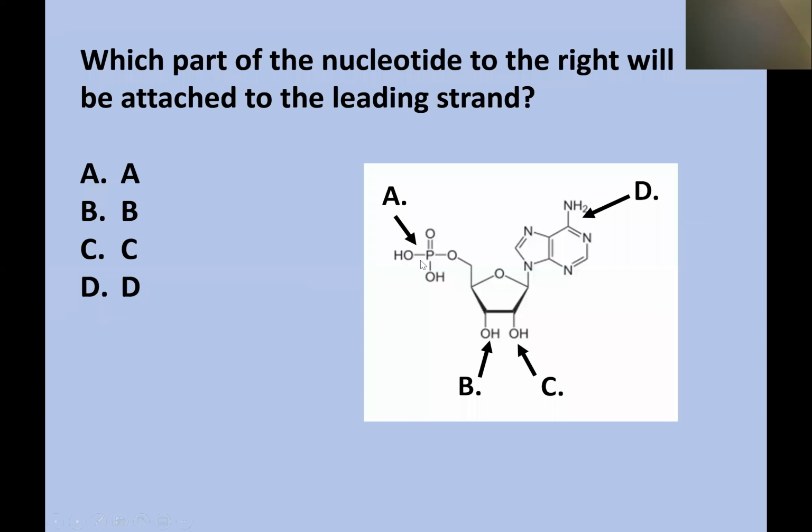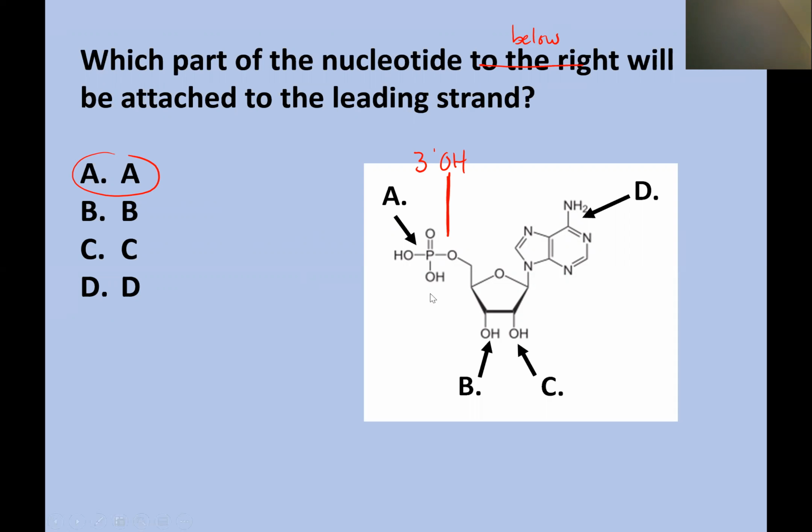All right, one last one. Which part of the nucleotide to the right, should say below, will be attached to the leading strand? The answer is A. Remember, we're going to have a 3' OH here, and that phosphate is going to attach there to make a phosphodiester bond.